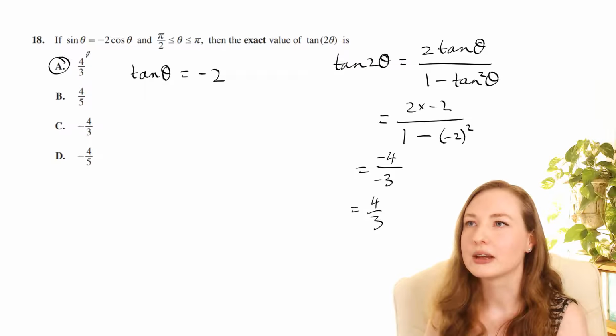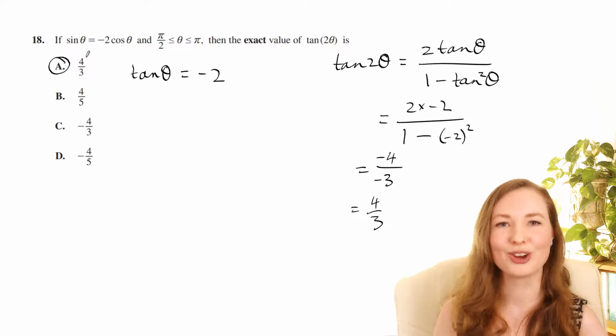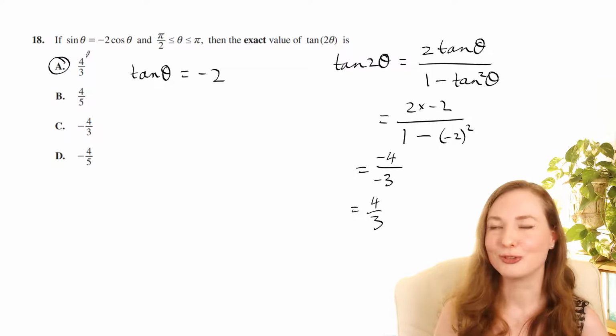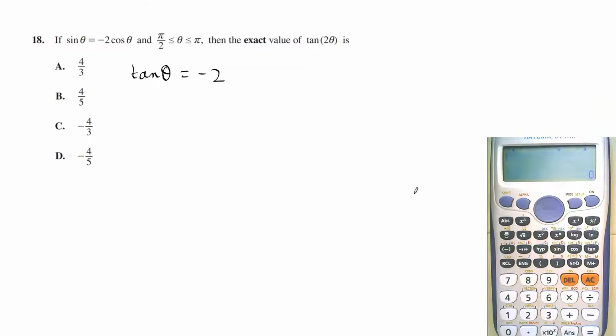So that one's A. I'm actually not sure why so many students got that one wrong. Maybe if you know where you went wrong with that one, you can tell me in the comments what confused you about that question. And there is another way of doing this question if you didn't want to use that expansion for tan 2 theta.